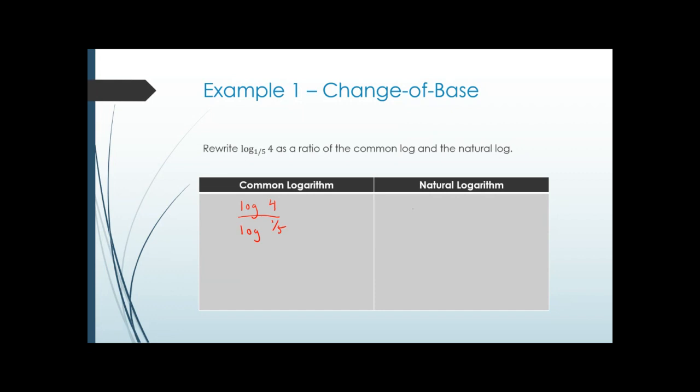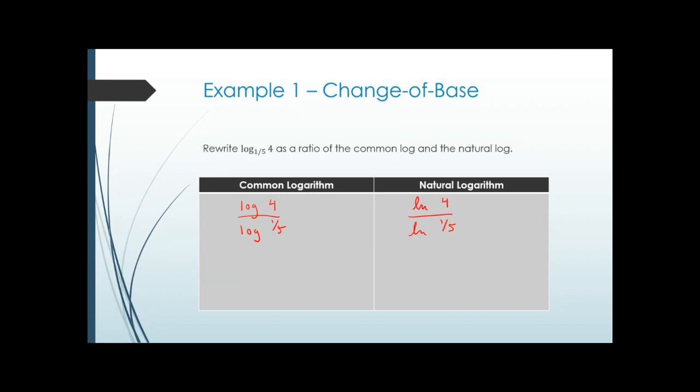For the natural log, when I write natural log, I do it in cursive. So I do cursive L and then an N because otherwise it looks like a 1 and an N. So I use a cursive L so that it doesn't look like a number. But it's basically the same thing. The natural log of 4 divided by the natural log of 1/5.